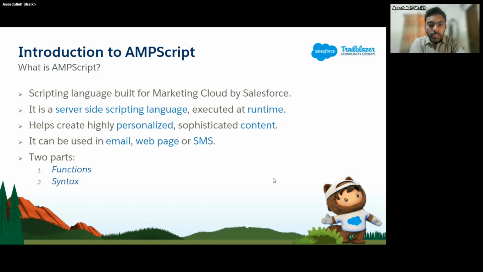So we use AMPscript particularly for customization or personalization. In Marketing Cloud, you are sending emails to your customers or your audience, whoever it is. You need the content to be personalized and customized and tailored to your audience. That is where you will be using AMPscript. It can be used in email, in web pages, or for SMSs and some other areas in Marketing Cloud as well. AMPscript particularly has two parts: some built-in functions, and its syntax, which is comparatively a little different from the traditional programming languages.